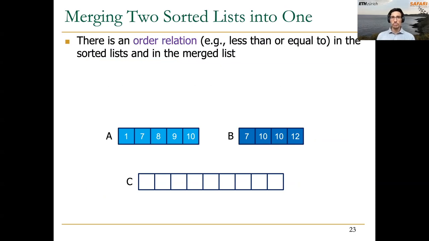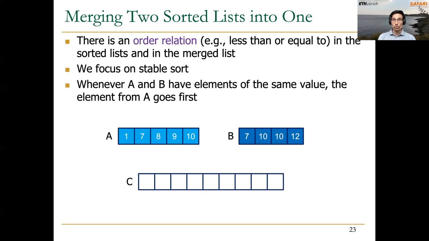Okay, so let's start with a simple example. As I said before, there is an order relation, and that's what we are going to consider in this lecture, less than or equal to, in the sorted list and in the merged list. Observe that here we have two input lists, A and B. A contains five elements, B contains four elements, thus the output C is going to contain nine elements. So we focus on a stable sort, which means that we are going to keep the relative order of the elements of the same value. For example, this 10 will always go before this 10. And also, whenever A and B have elements of the same value, the elements of A go first. That means that this 10 will go before these two 10s in the final destination.